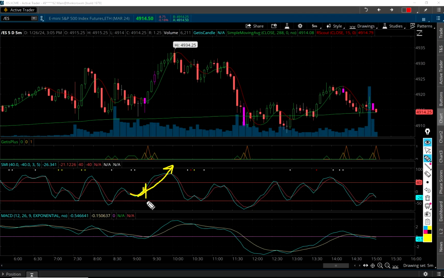You have to understand risk management, which is a different video. We're not doing that today. Okay, but this should be basic stuff. At this moment, the SMI was going up. That's your direction. GetisPlus is timing. SMI is direction.